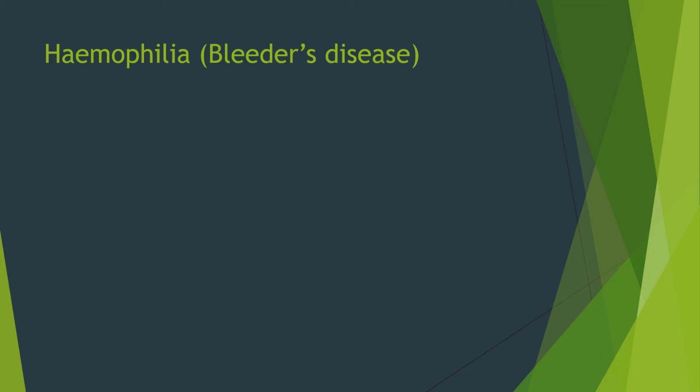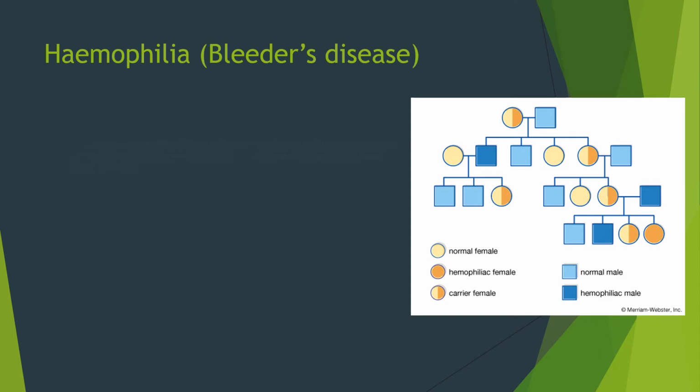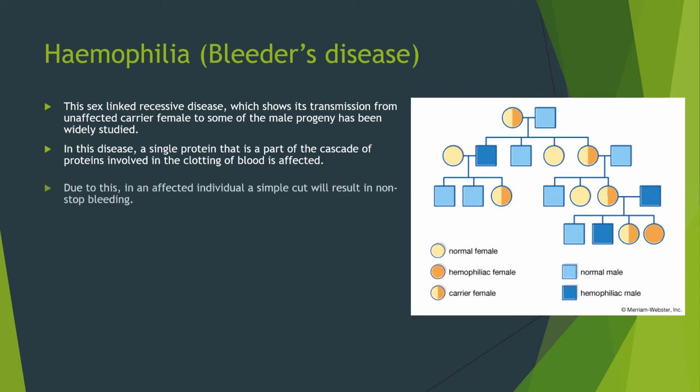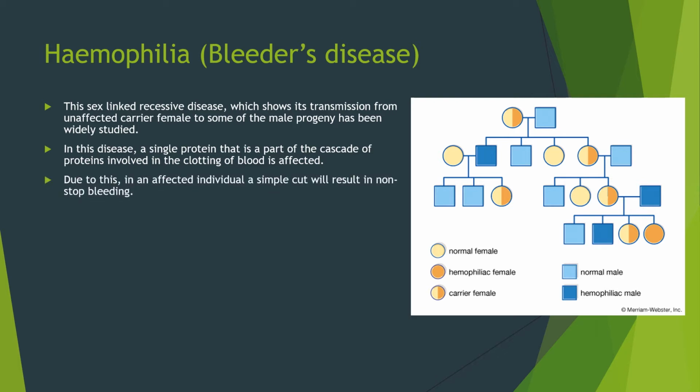Hemophilia, or bleeder's disease, is a sex-linked recessive disease which shows its transmission from an unaffected female carrier to some of the male progeny, and has been widely studied. In this disease, a single protein that is responsible for the clotting of blood is affected. Due to this, in an affected individual, a simple cut will result in non-stop bleeding.